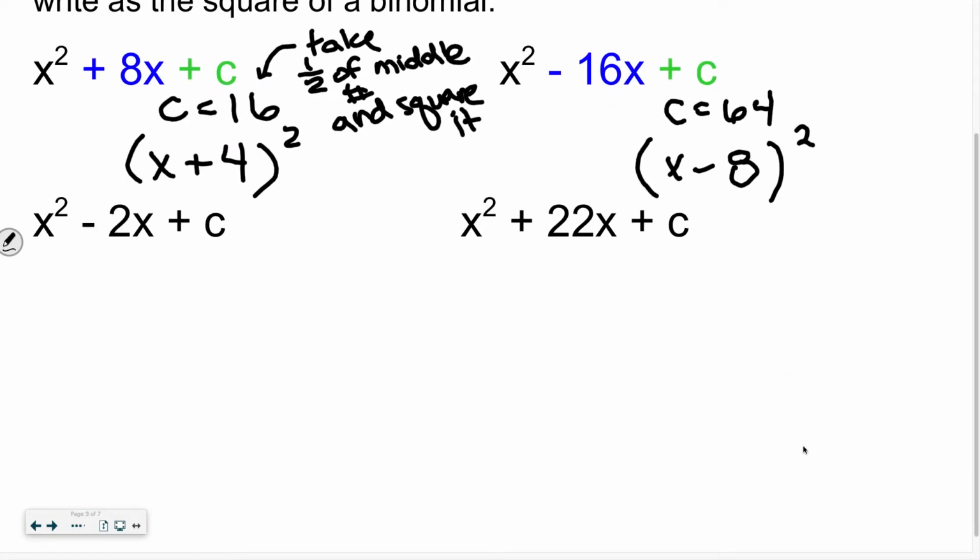Now we could use that same method on the minus 16x plus c. Take half of negative 16, which is negative 8. Square it. It's still positive 64. Okay. Go ahead and see if you can do the last two on your own. I'll put up my answers here momentarily. So x squared minus 2x plus c. And x squared plus 22x plus c. Okay, you find the value of c, the number that completes the square. You can use the tip that Abby gave us.